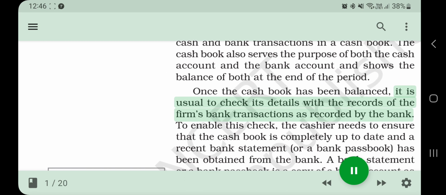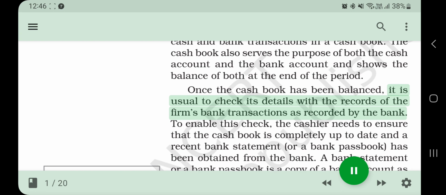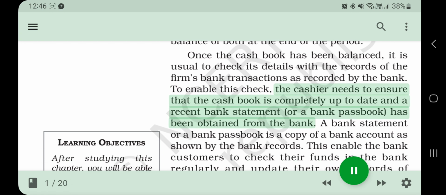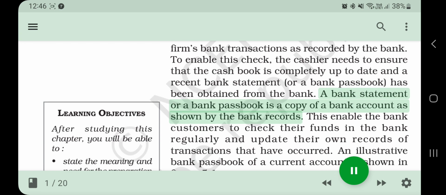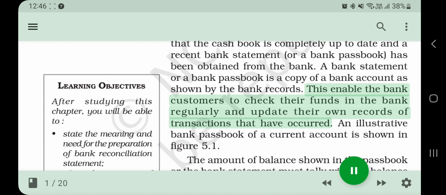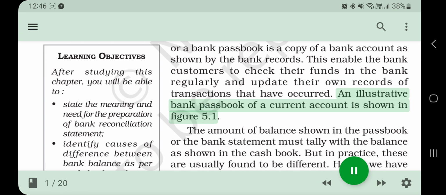Once the cash book has been balanced, it is usual to check its details with the records of the firm's bank transactions as recorded by the bank. To enable this check, the cashier needs to ensure that the cash book is completely up to date and a recent bank statement, or a bank passbook, has been obtained from the bank. A bank statement or a bank passbook is a copy of a bank account as shown by the bank records. This enables the bank customers to check their funds in the bank regularly and update their own records of transactions that have occurred. An illustrative bank passbook of a current account is shown in Figure 5.1.